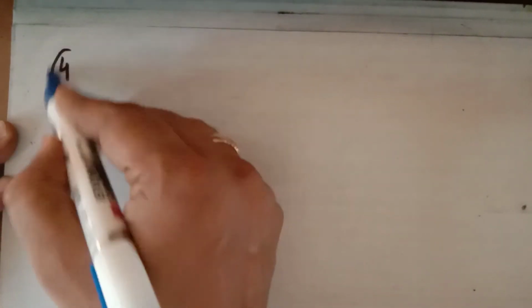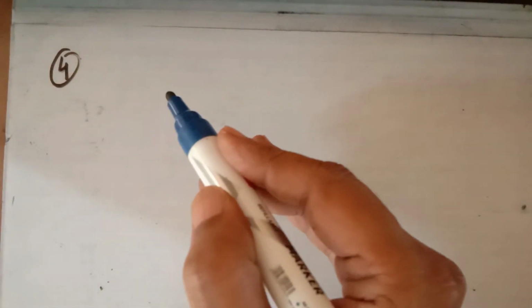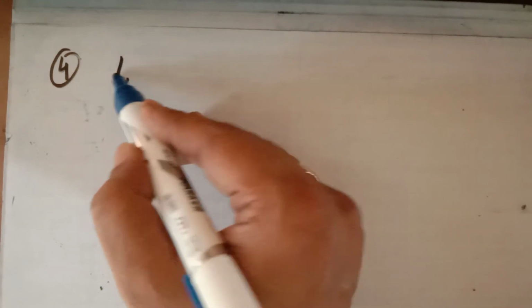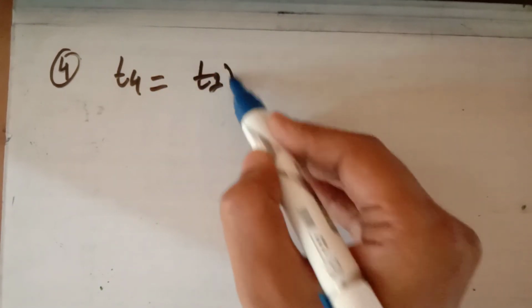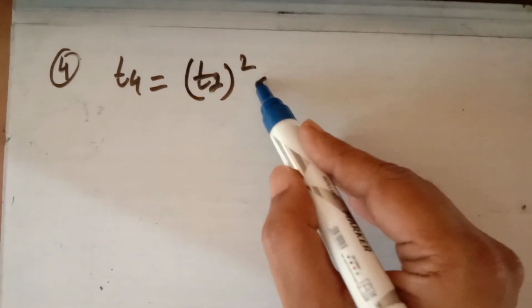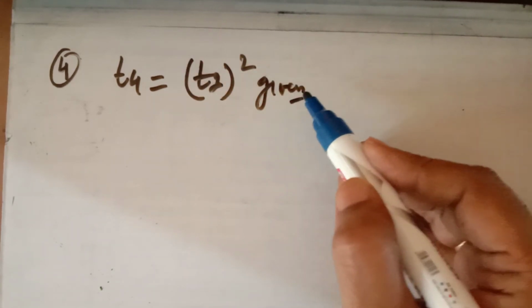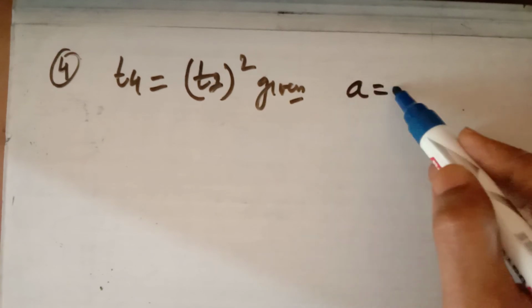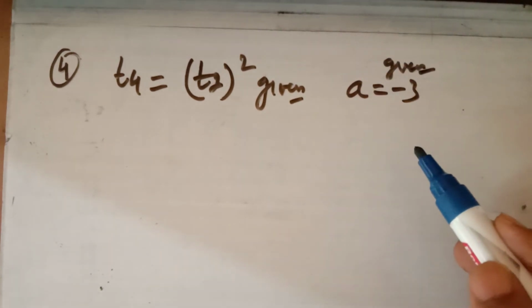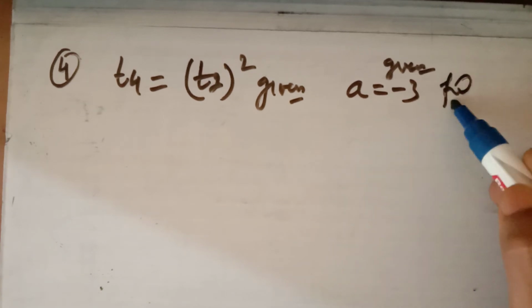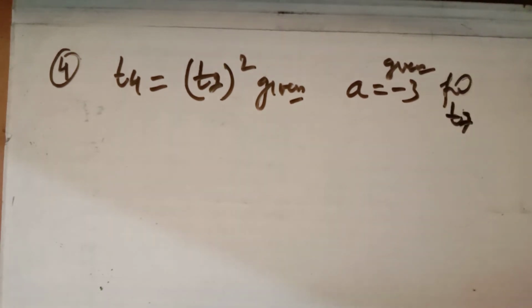So that was question number 3. Now in question 4, what you have to do: the 4th term of a GP is square of its 2nd term. It is given that the 4th term of a GP is square of the 2nd term, and the first term is given as minus 3. You have to find the 7th term of this GP.